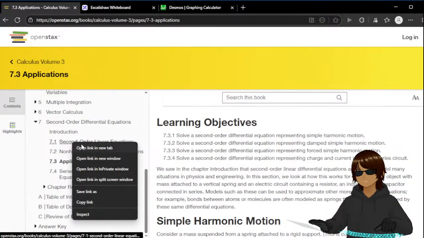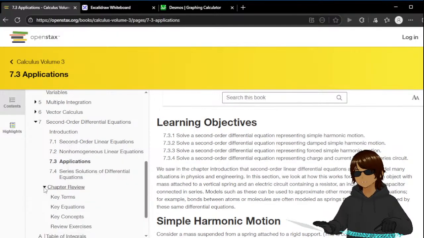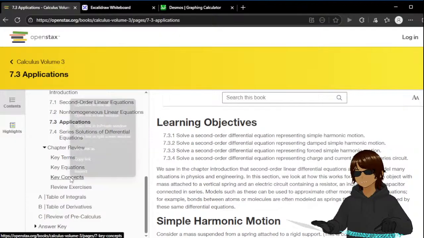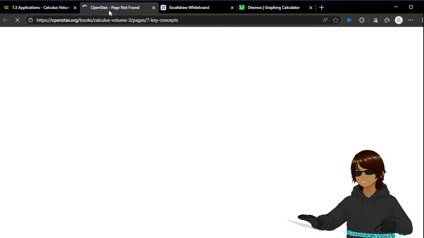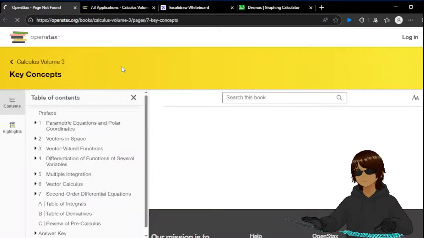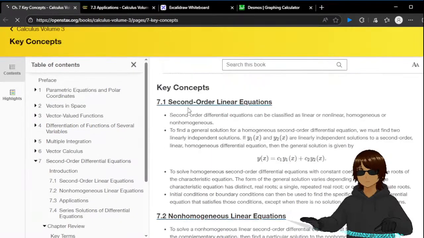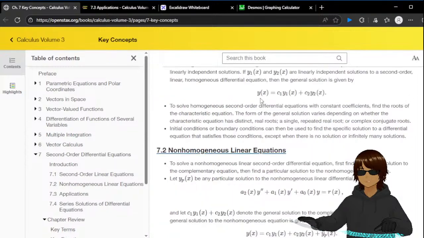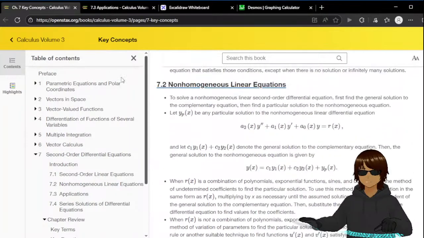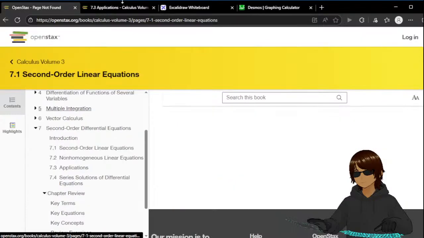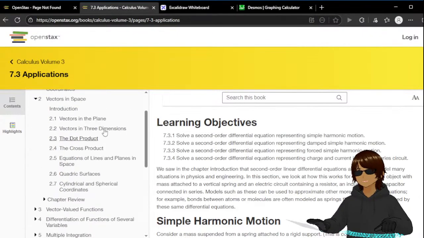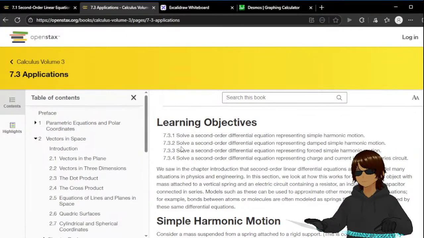Should I just open these? Is there a chapter? Okay, let's see. Key concepts. Let's see, is there a summary here? Second order. No, okay, this summary is not good. I'll just open this chapter. I keep that chapter open and I'll read about the applications.